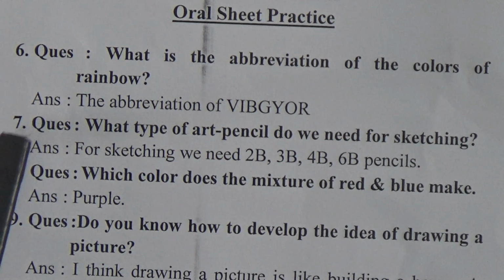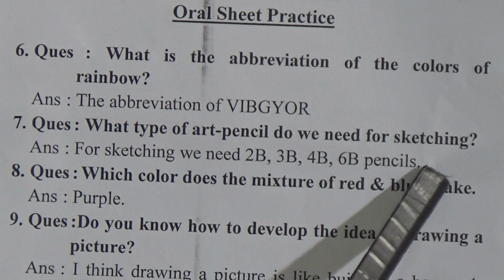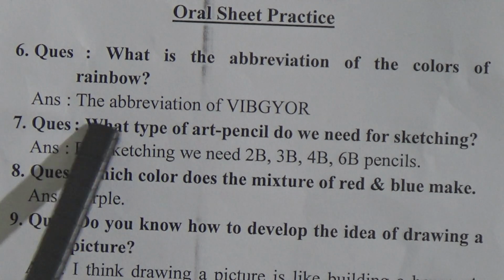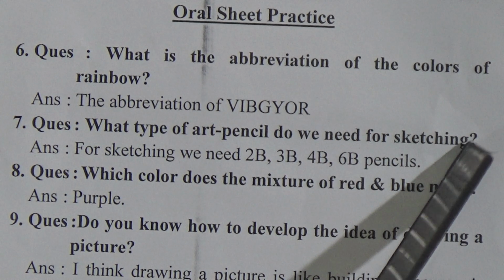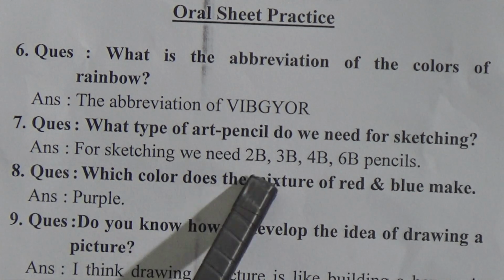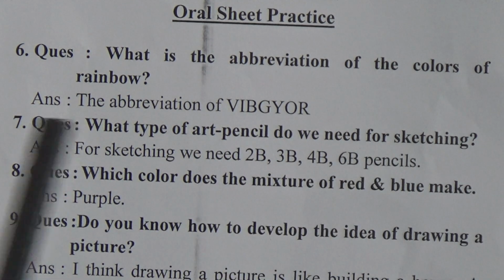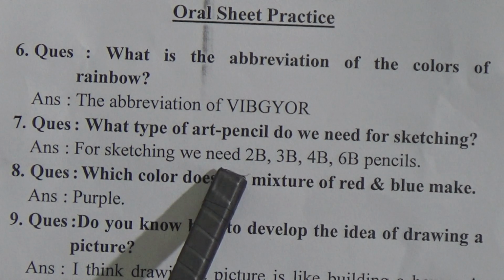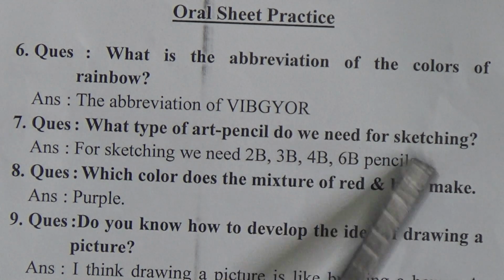Question number 7. What type of art pencil do we need for sketching? Answer. For sketching, we need 2B, 3B, 4B, 6B pencils. Again, for sketching, we need 2B, 3B, 4B, 6B pencils.